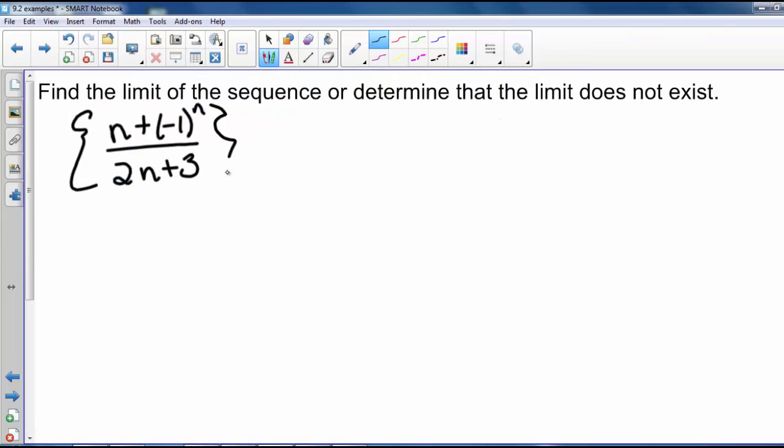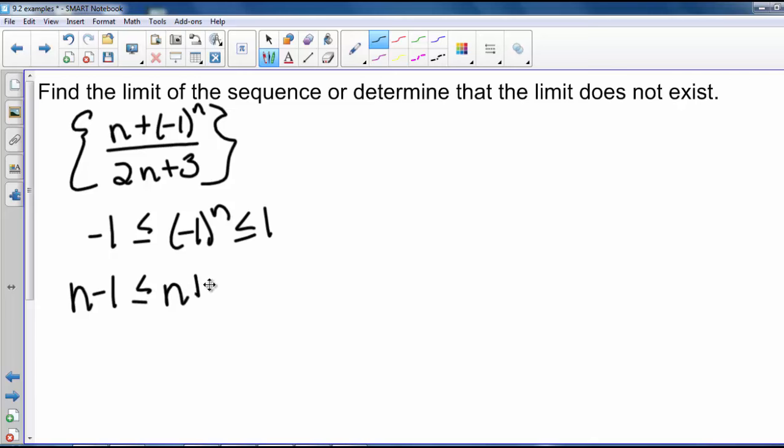Here we have the sequence n plus negative 1 to the n over 2n plus 3. So using the squeeze theorem, we're going to start out with negative 1 to the n is between negative 1 and 1. So if we add n to each side, we get n minus 1 is less than or equal to n plus negative 1 to the n is less than or equal to n plus 1 for all n.